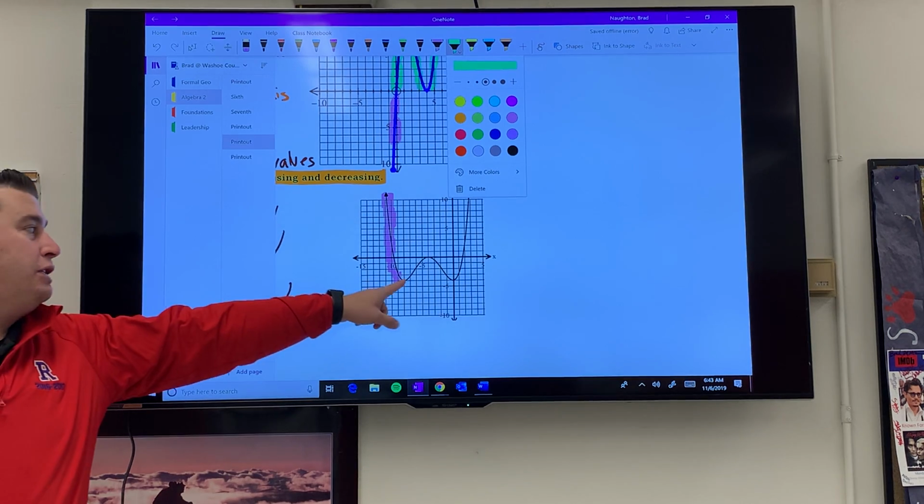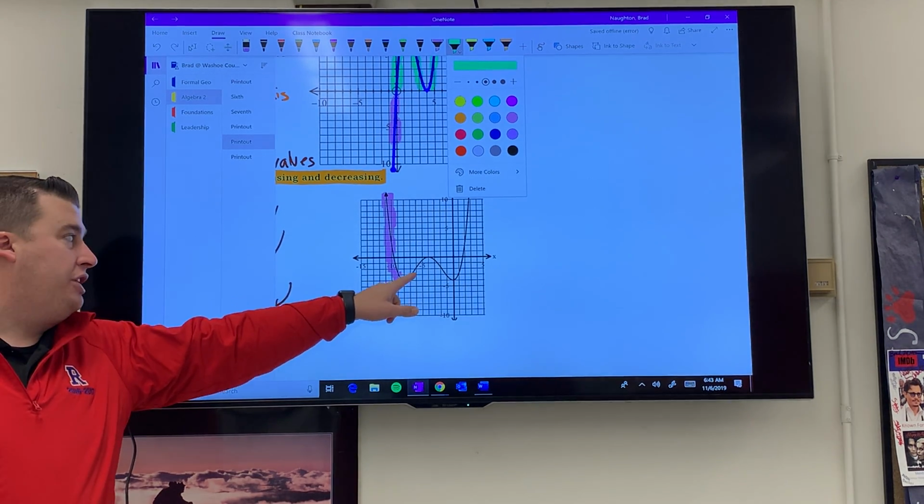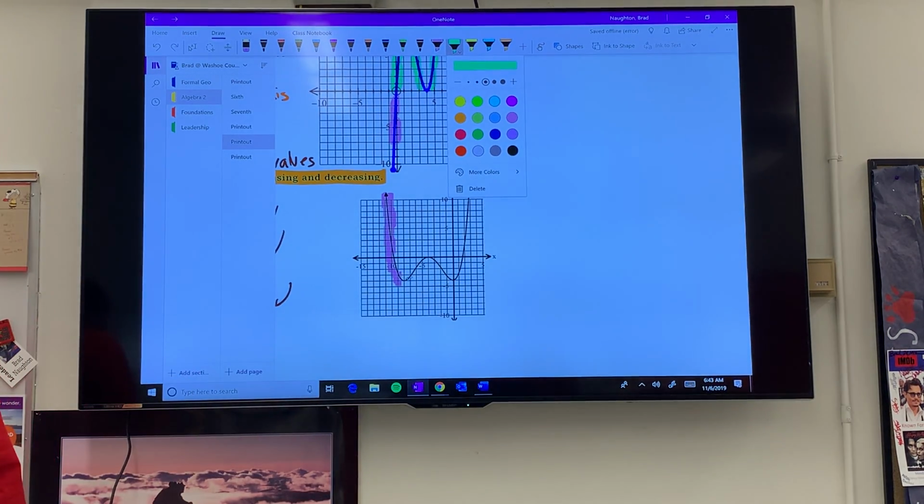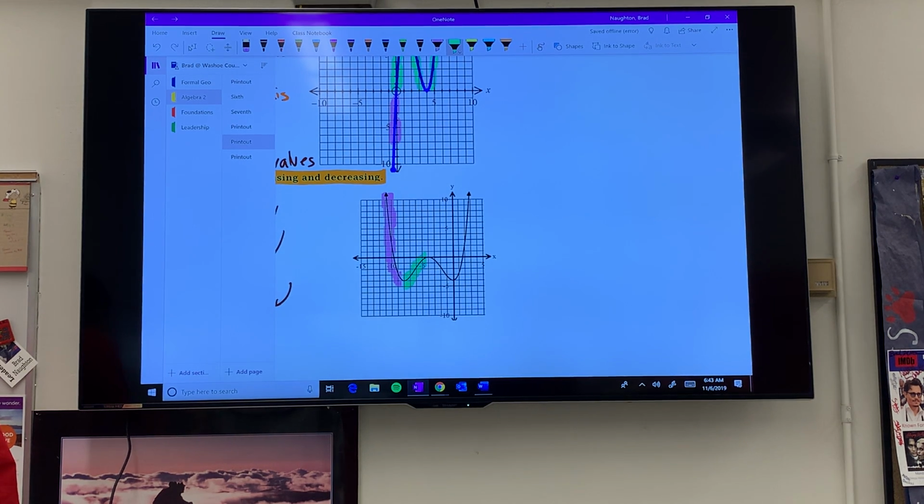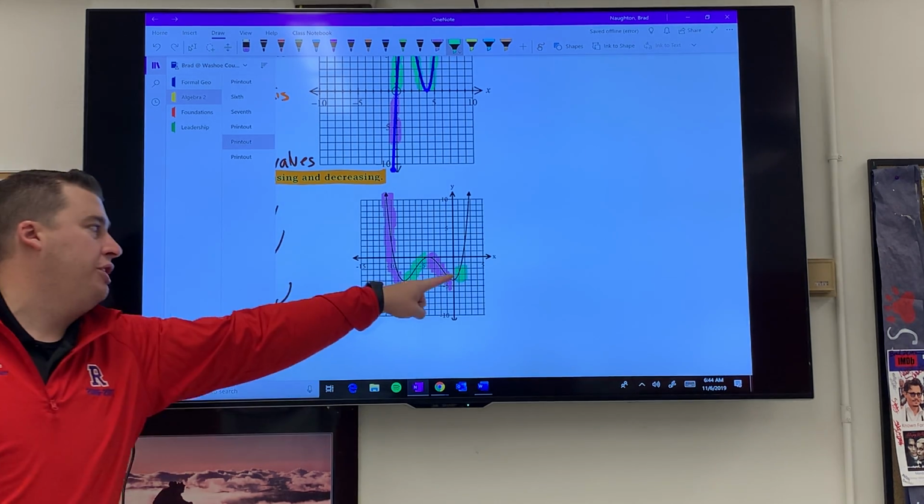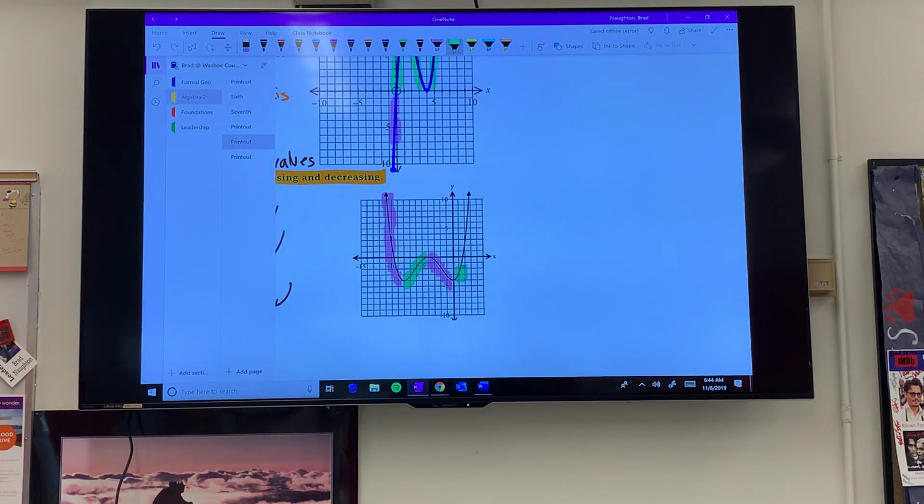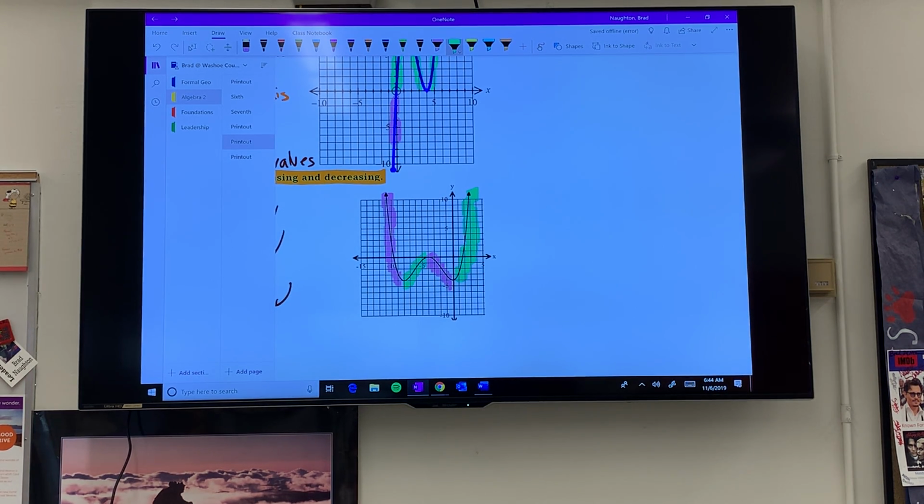Then once I get to this point right here, I'm going to switch, and it's going to start going up. So that's increasing. And then I'm going to switch down to go to decreasing. And then I'm going to switch back up, because I'm going to start going up here to increasing. So, ladies and gents, if you have some colors, this is a great time to use set colors to make your life a little bit easier.